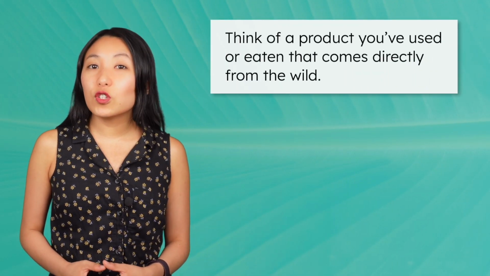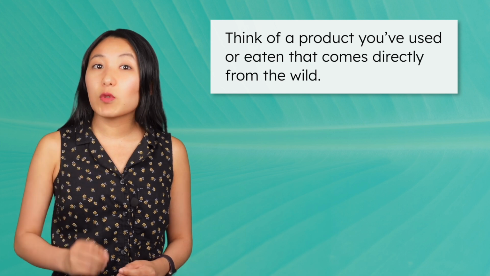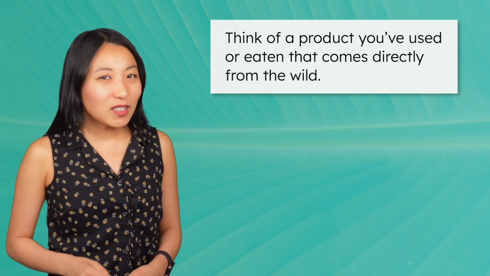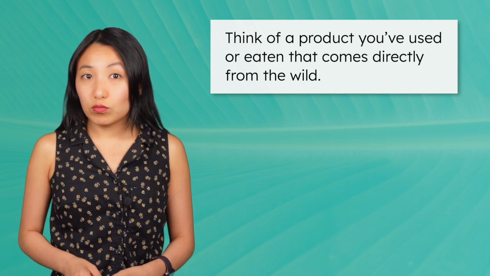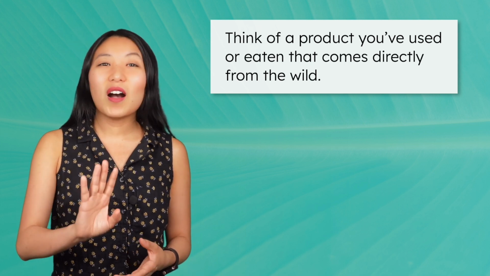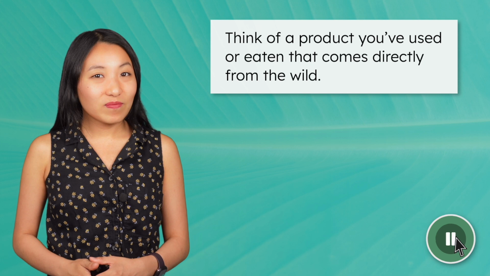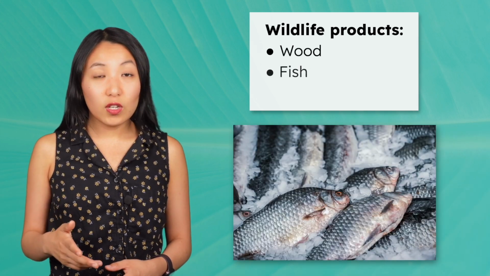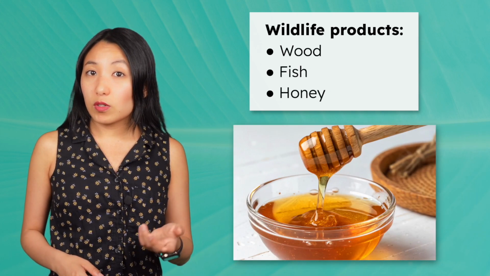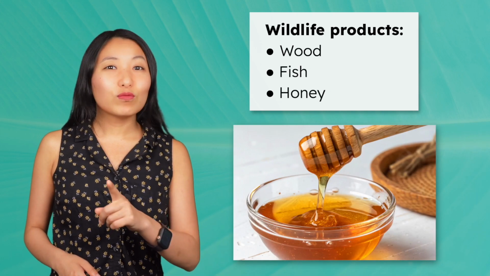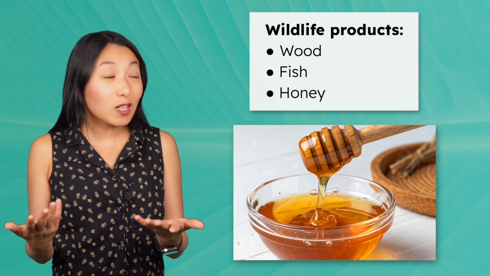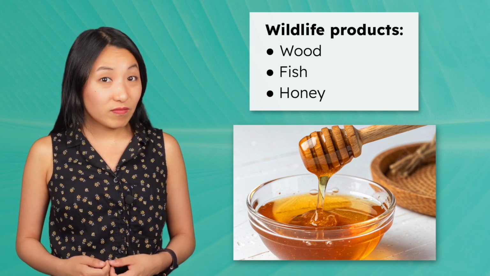Think of a product you've used or eaten that comes directly from the wild, not from a farm or a factory. Hint: it might come from a forest, a river, or the ocean. Got one in mind? Pause and record it in your guided notes. Maybe you thought of wood, fish, or even honey, mushrooms, or berries. Now, what if you could help protect nature just by choosing the most sustainable version of that product?